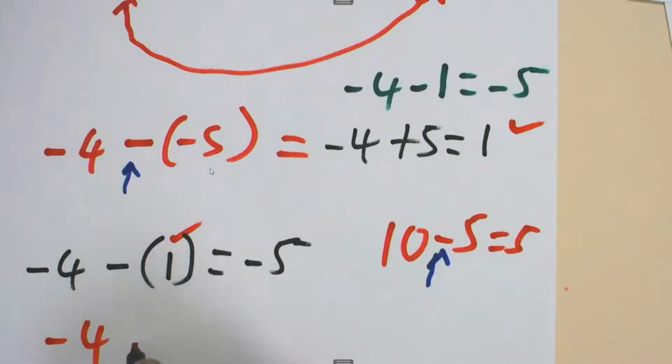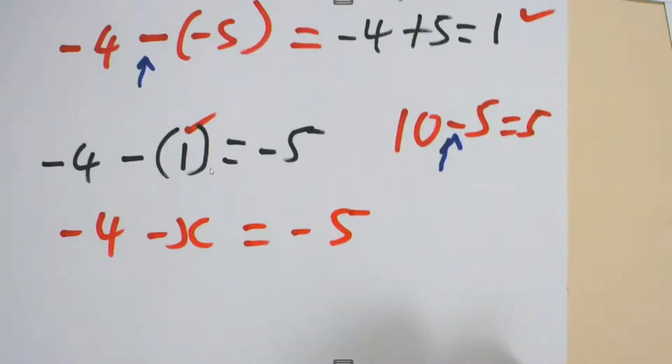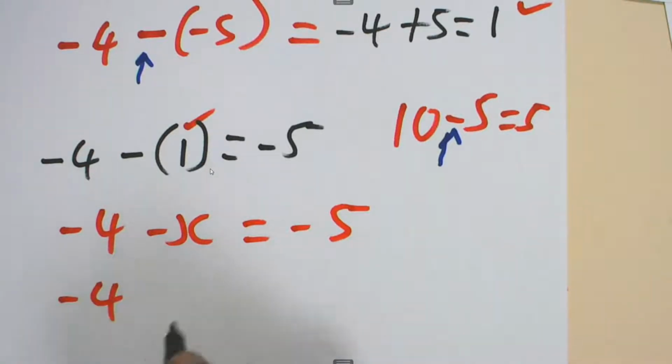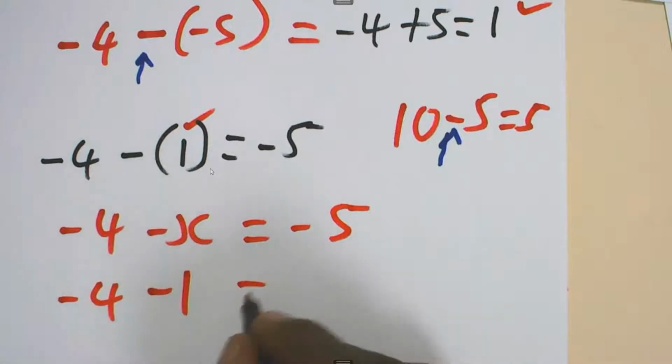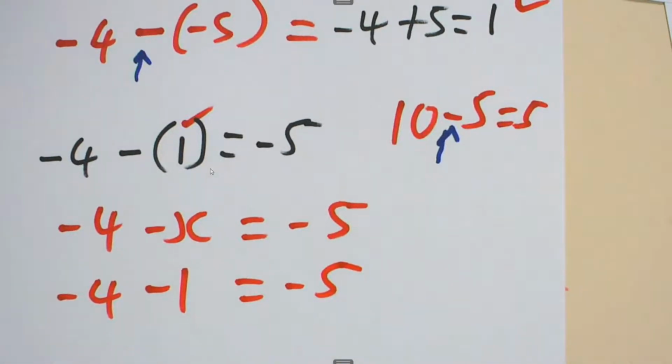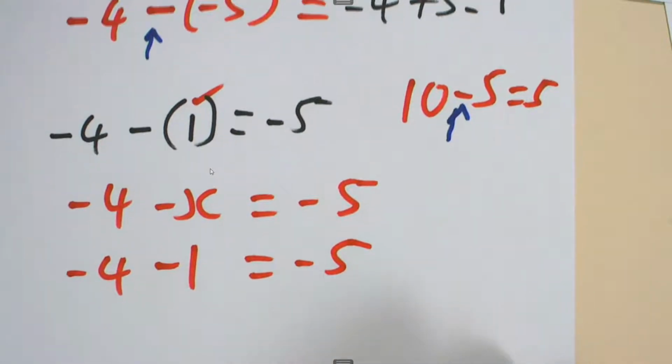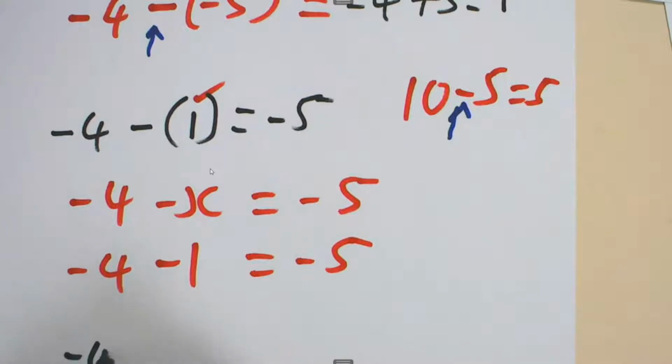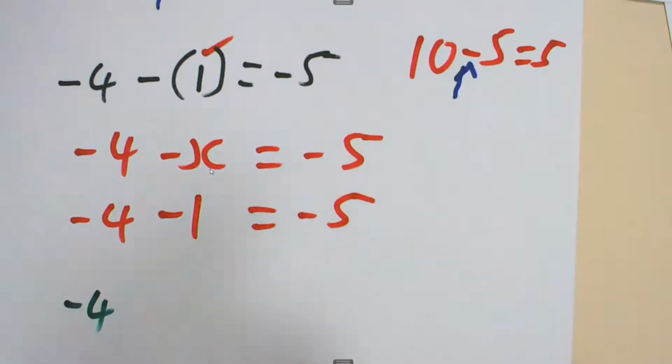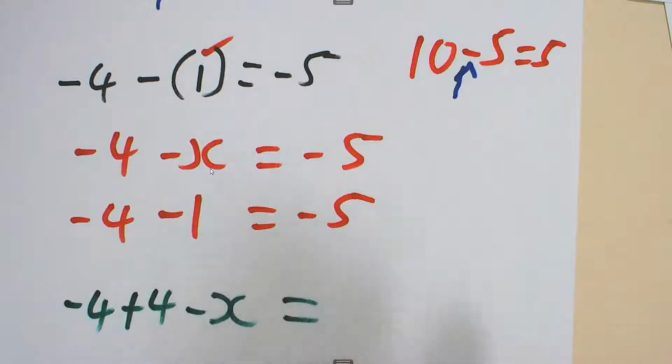Negative 4 minus x equals negative 1. Meaning, negative 4, when you remove my bracket, negative 1 equals negative 5. Remember that. Now let's see, what do we need to do? What is that value of x? Remember, we need to use an additive inverse to give this value to be 0. Negative 4, additive inverse, what gives it a 0? Negative 4 and 4 make 0.